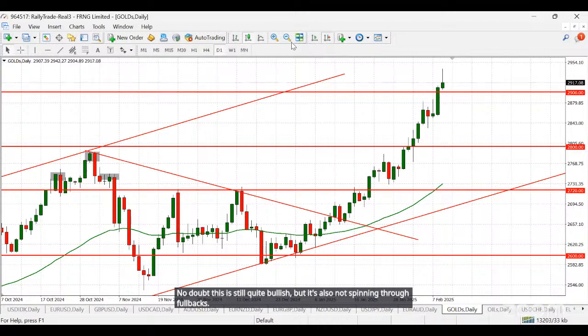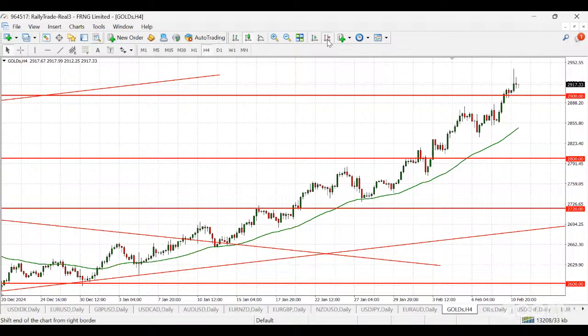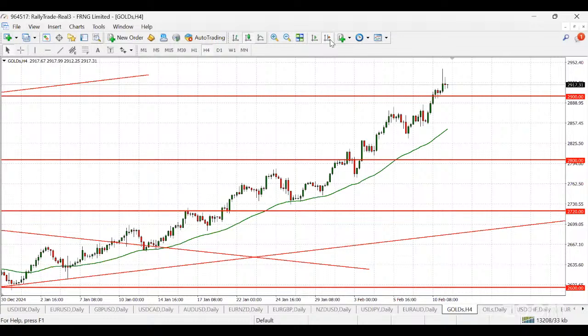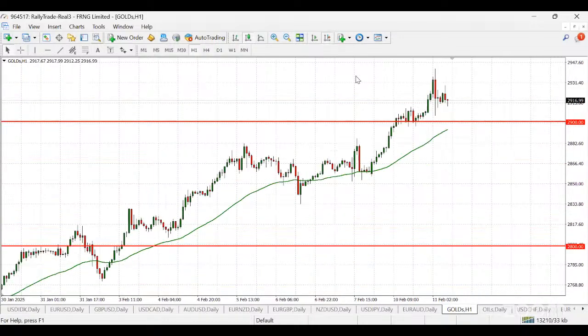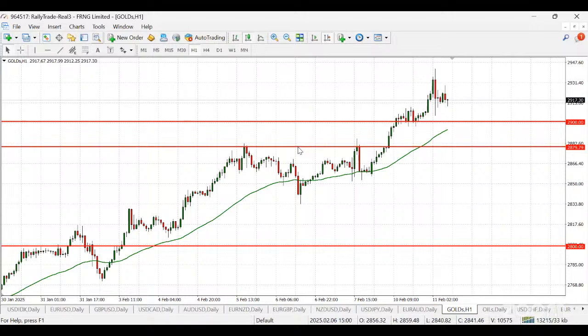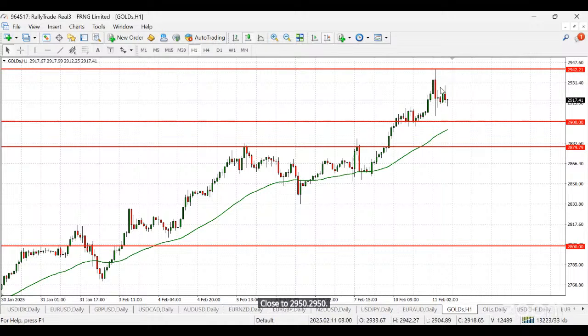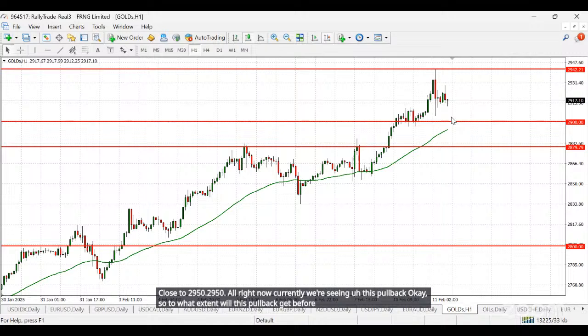So let's check this out. All right. It's taken out this 2900 resistance already. It's created a new high close to 2950. And currently we're seeing this pullback. So to what extent will this pullback go before we see another bullish continuation? To what extent are we expecting this pullback to move to? All right, that's the question now.